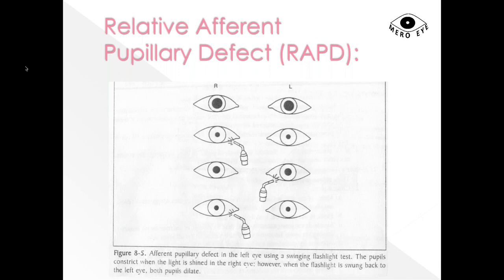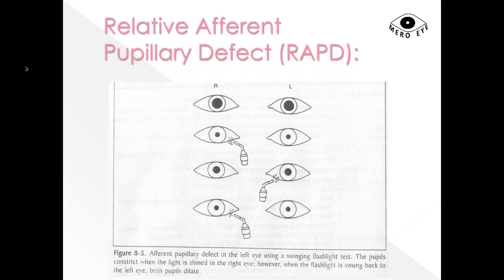Now let's look at the second photograph. In this photograph, the left optic nerve is damaged. Let's assume that only 50% of the axons are functioning. So when we give a torchlight of, let's say, 100 units of power, the left eye will only be able to feel 50% of the power, because 50% of the axons are damaged, and it will not be able to perceive the rest of the light.